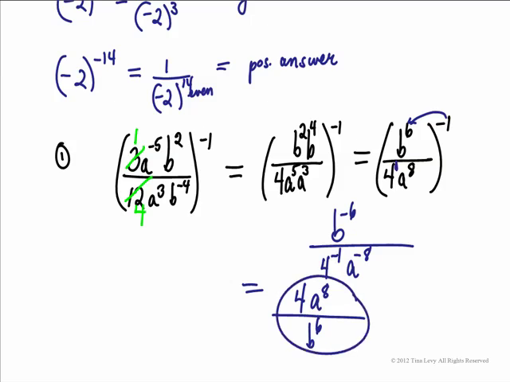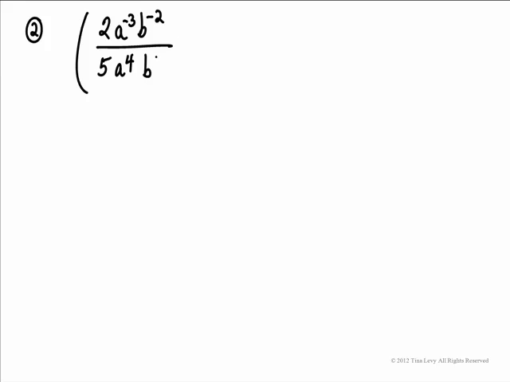So we'll do our next example, and it will be a little bit harder problem. Suppose I had 2a to the negative 3, b to the negative 2, over 5a to the 4th, b, the whole thing raised to the negative 3 power.